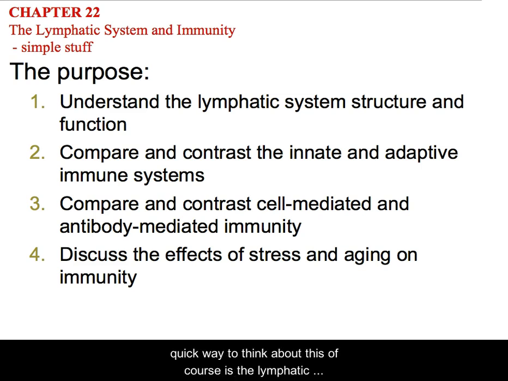And one quick way to think about this, of course, is the lymphatic system is a series of ductal structures that collect the interstitial fluid inside your body. And its job, of course, is to present it to your immune system. Okay, a population of cells that have both innate and adaptive immune responses. And what the purpose of the chapter is going to be is how do you contrast cell-mediated and antibody-mediated immunity.